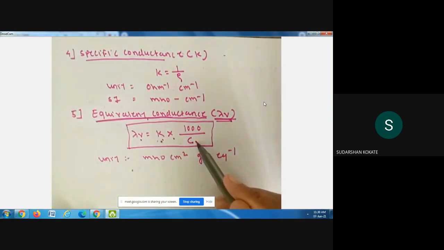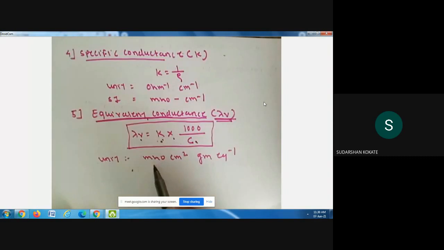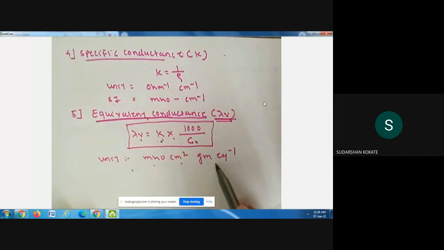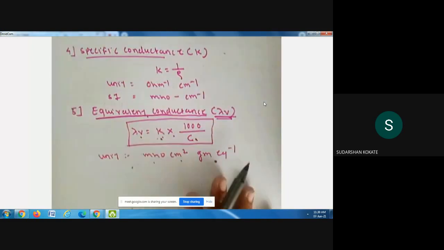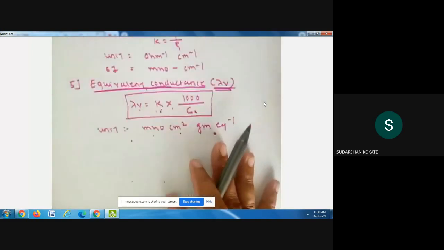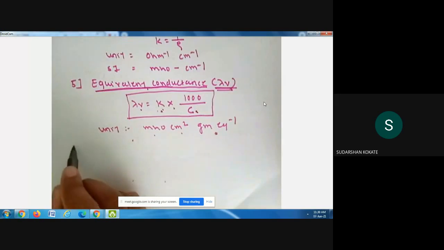Concentration in terms of normality, and its unit is what? Mho centimeter square gram equivalent inverse, right? So this is called your equivalence conductance. Then the sixth next important terminology which is included in our syllabus is what?